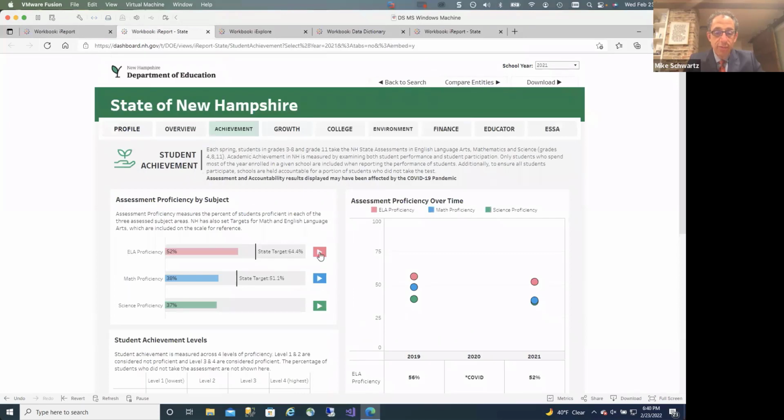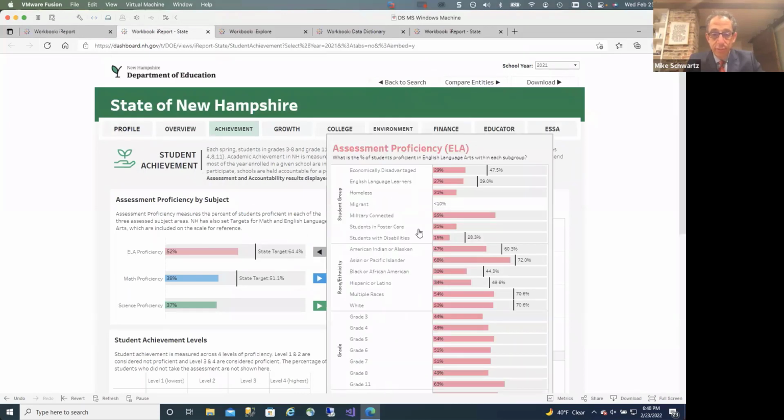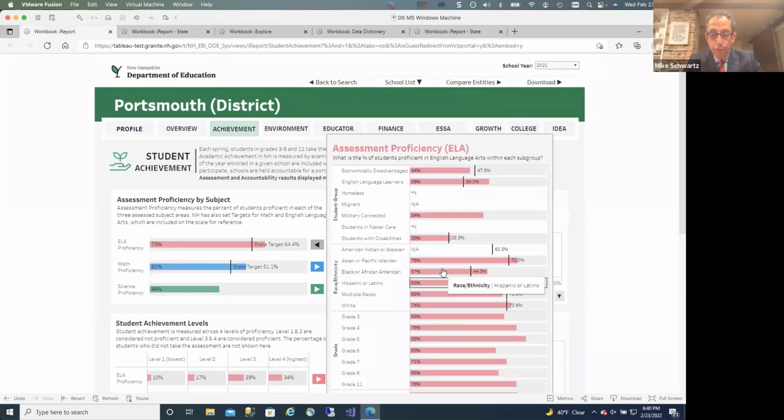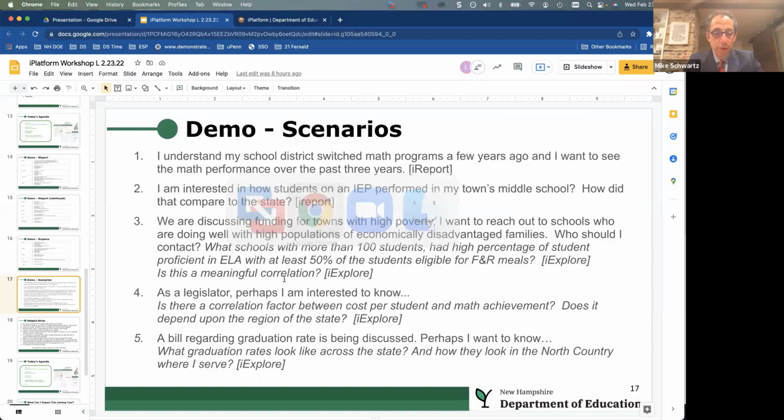And now we can click on the flyout for the entire state, and we can see for students with disabilities, only 15% are proficient in ELA, whereas in Portsmouth, 30% are. So, from a Portsmouth perspective, it looks like they're doing fairly well in terms of the percentage of students on an IEP who are proficient compared to the state. In ELA, you could do the same thing in math. Okay, let me jump to another one.